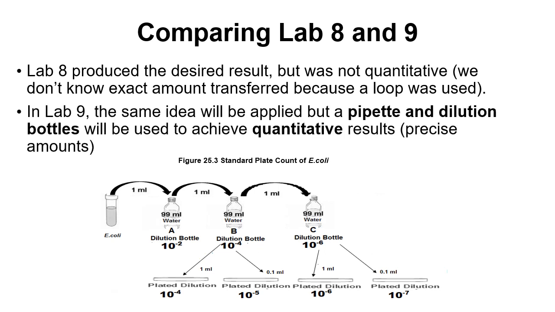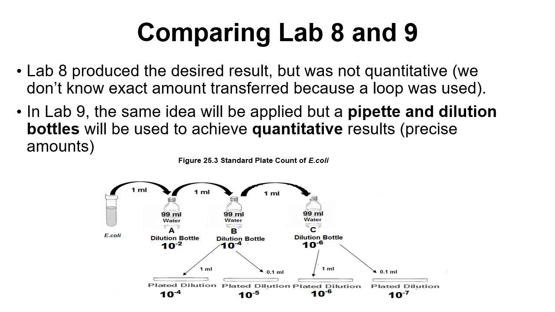In Lab 9, the same idea will be applied, but a pipette, for which we do know the exact amount, 1 ml or 0.1 ml, and dilution bottles, for which we know the exact amount, which is 99 ml of water, will be used to achieve quantitative results. These are precise amounts. We can then take those amounts and calculate how much is in the original cell concentration, or how much in this figure is in this original E.